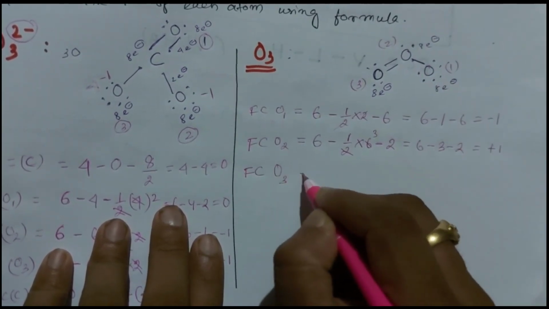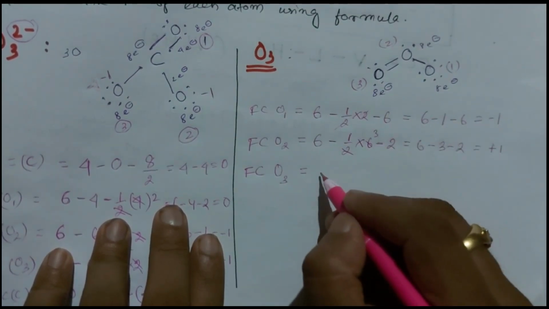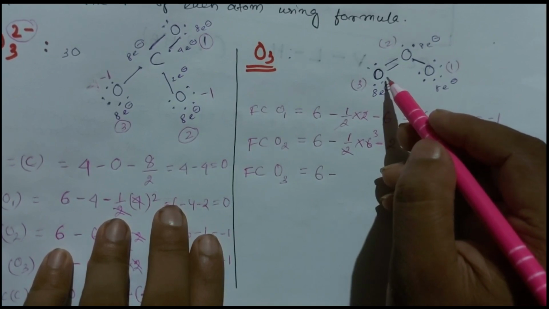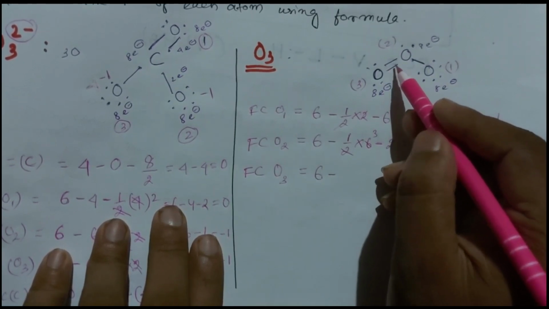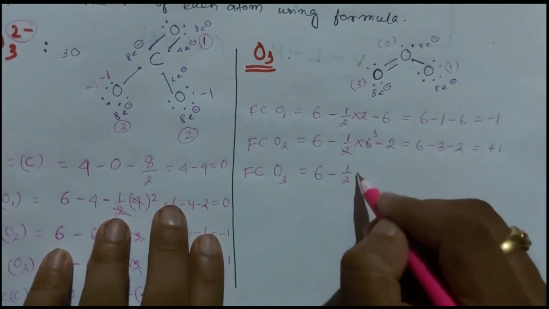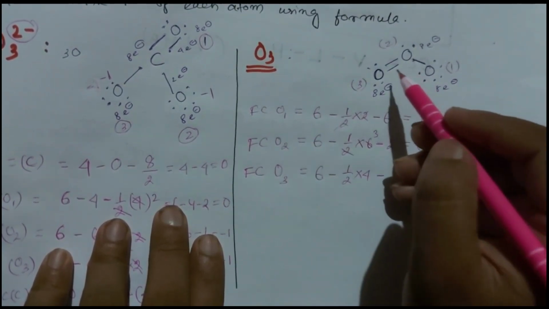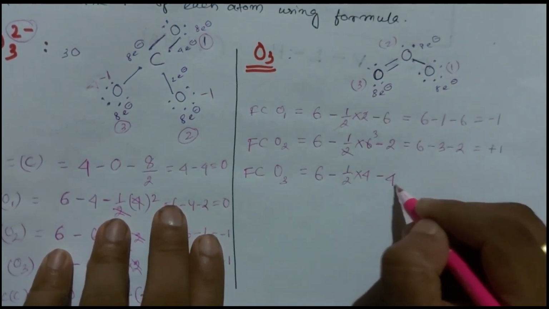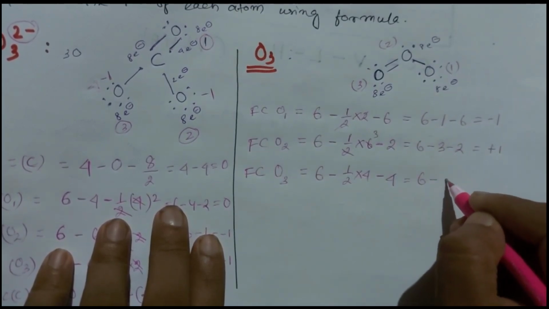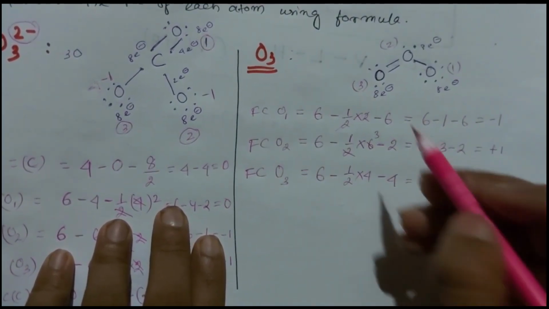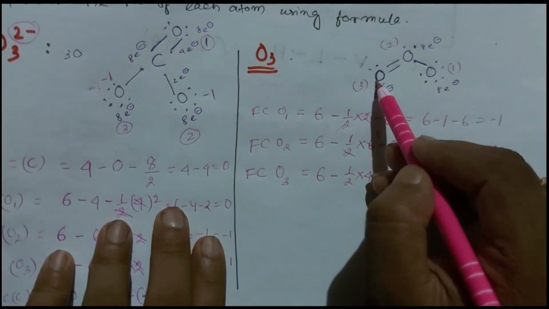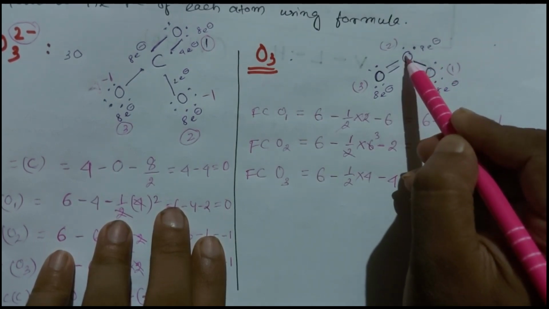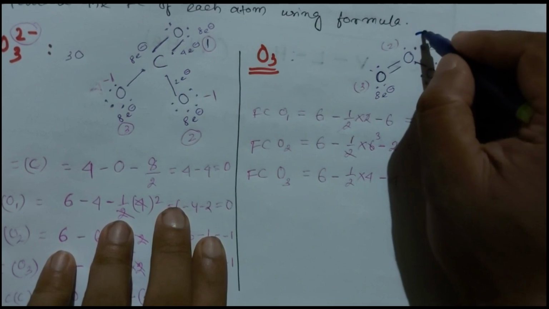Formal charge of oxygen number 3. This is oxygen number 3. The total valence electrons is 6 minus the number of bonded electrons, that is 1, 2, 3, 4. Therefore half into 4. Half of bonded electrons minus the number of non-bonded or lone pair electrons, 1, 2, 3, 4. 4 are there. So this is 6 minus 2 minus 4, that is equal to 0. So this oxygen contains formal charge 0. This oxygen contains formal charge minus 1. This oxygen contains formal charge plus 1.